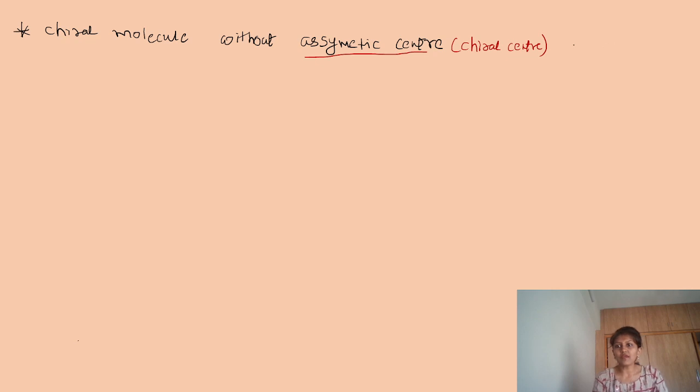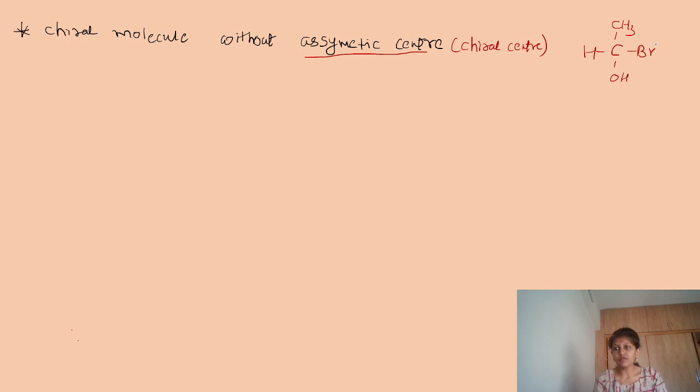Suppose I am giving one example. Suppose a carbon is attached to one methyl group, one Br, one OH group, and one hydrogen, right? And we want to find out which configuration is over there, either R or S. According to the CIP rule we can find R and S.